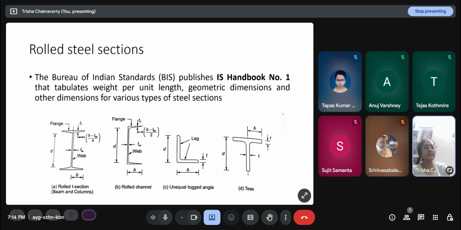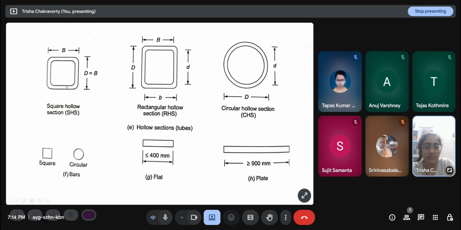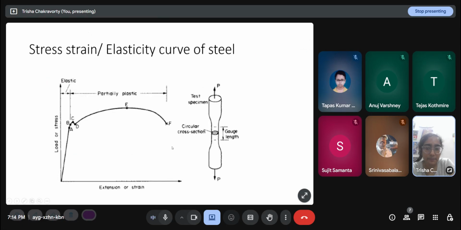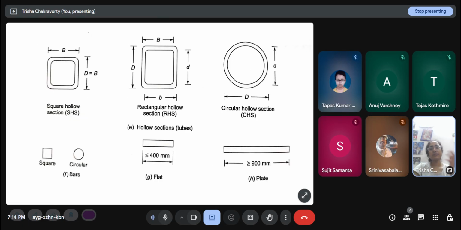The whole handbook is SP6, and every page lists so many sections, and these are the types of sections. This is an angle, this is a T section, these are hollow sections, square, rectangle, circle, then some solid sections like bars, flats, and plates. So these are generally the sections that we will use for design.